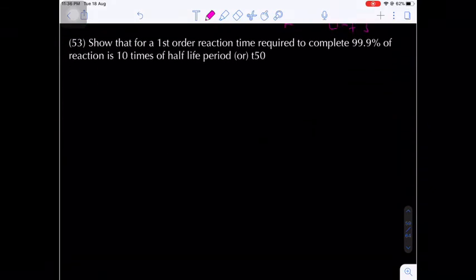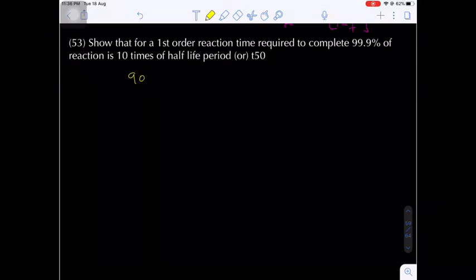Question number 53. Show that for a first order reaction, the time taken for the completion of 99.9% of the reaction will be equal to 10 times of the half-life. Are you getting my point? This is very important. Now first of all, how much time taken do we have to calculate? 99.9%.